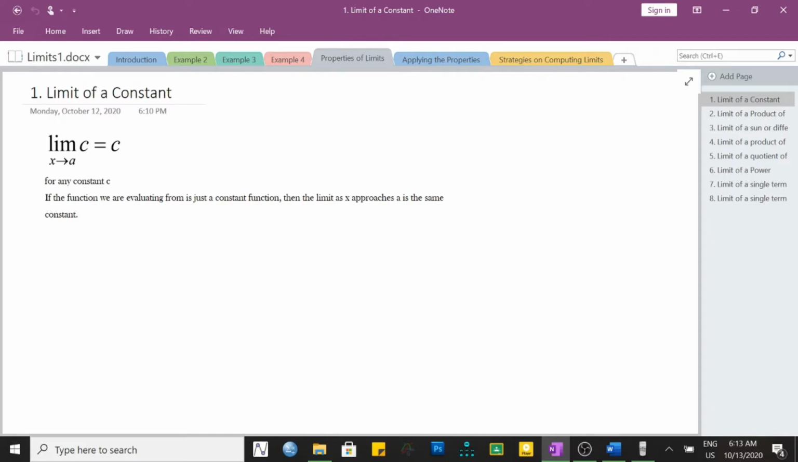This time we're going to discuss the different properties of limits. The following properties that we're going to discuss are important because we may use these properties to compute for a limit without even graphing the given function. So these are really important for us to compute easier.